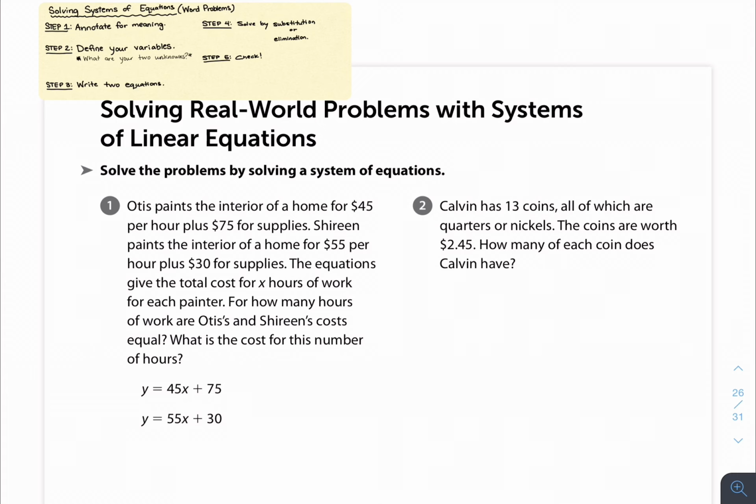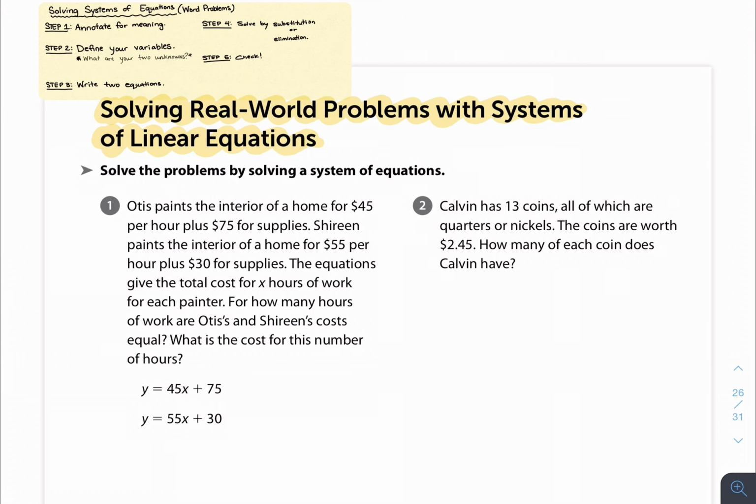So today we are going to be solving real-world problems with systems of linear equations. All right, so what that means is we're going to have word problems, and we're going to have to create a system of equations for the word problems in order to answer the questions that the word problems are asking.